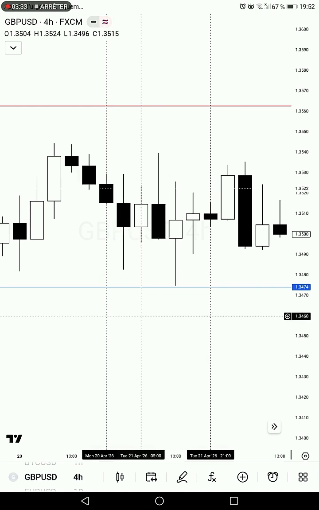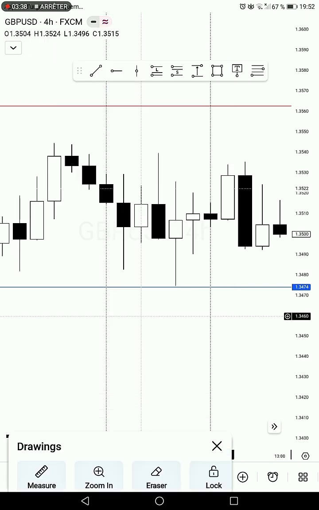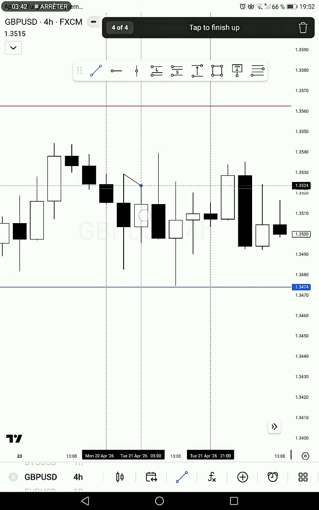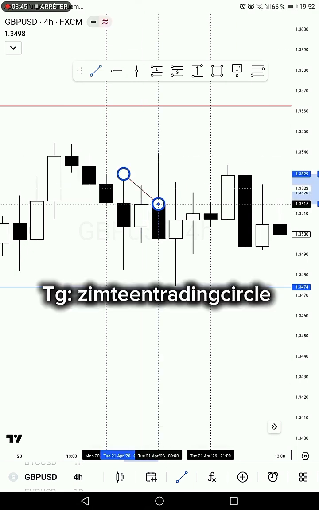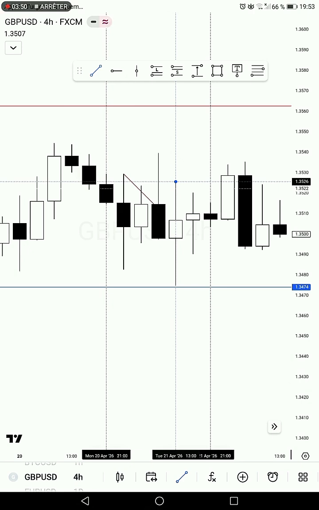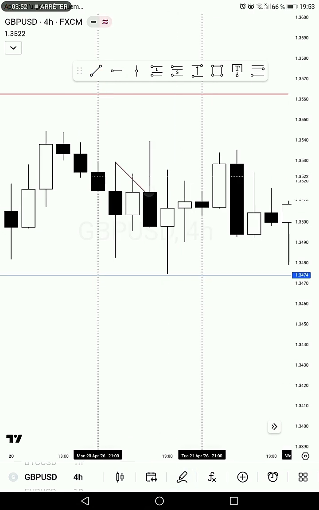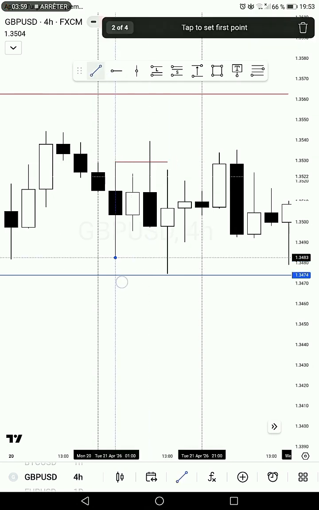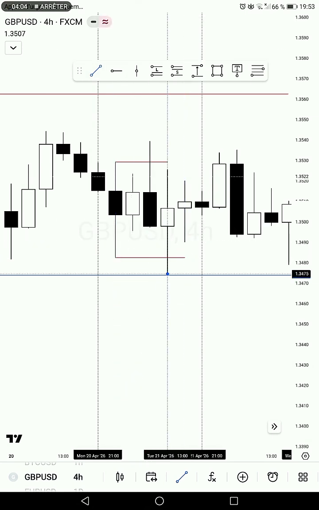So marking out that 1 a.m. candle range high and that 1 a.m. candle range low, the 1 a.m. candle range low is our drawn liquidity. Now going down to the lower time frame.